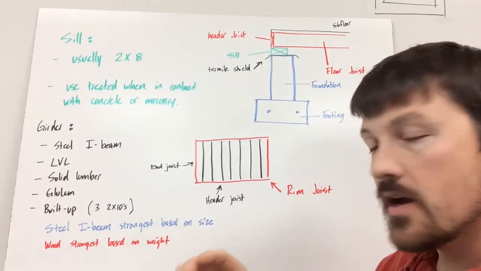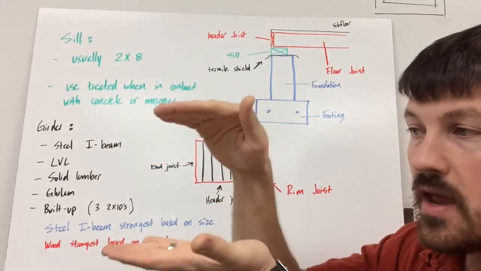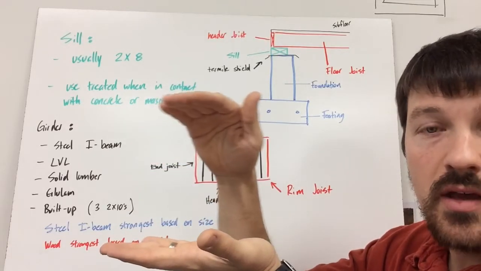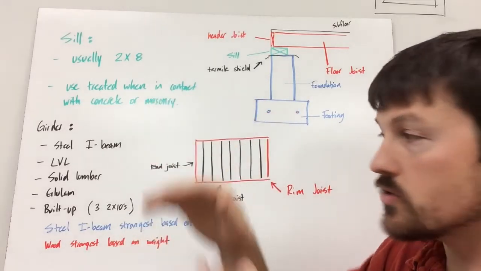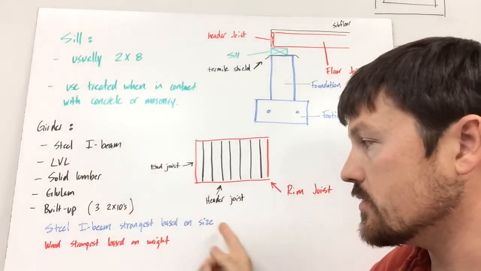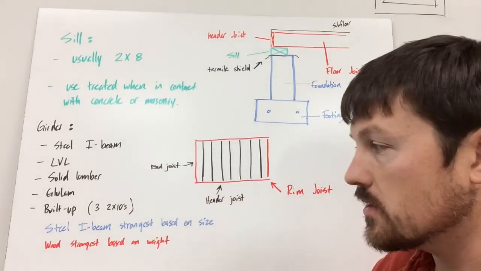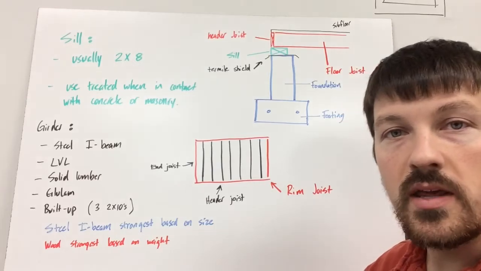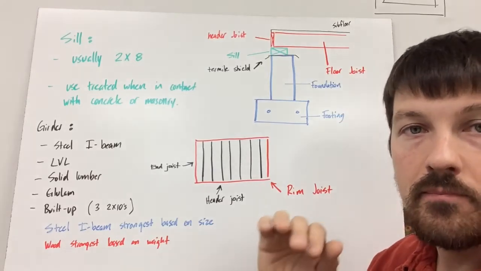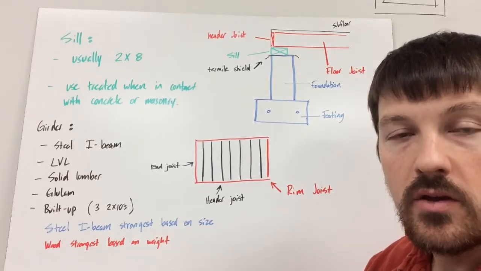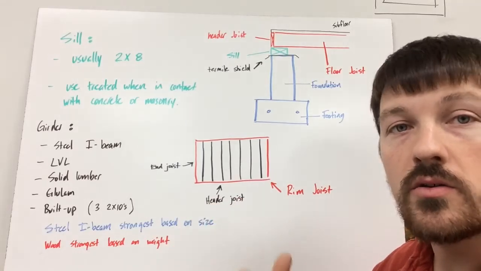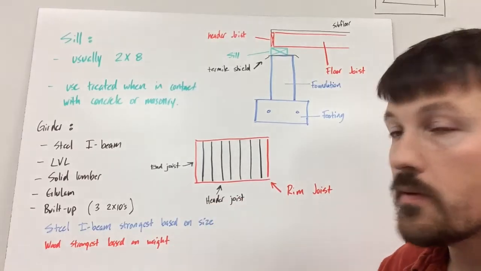As far as based on size, if we just had 8 inches or 9 inches that we had to play with, the strongest girder you could have is going to be steel. But based on weight, if you wanted to get the lightest girder you can, and still be strong, you're going to use wood.